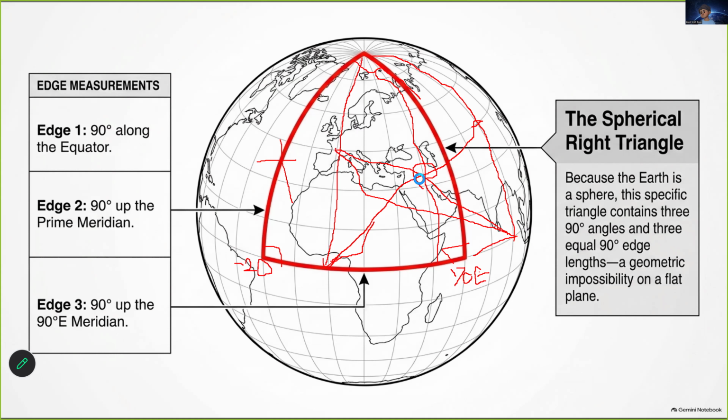This part is the center of the spherical right triangle. Because the Earth is a sphere, this special triangle contains three 90-degree angles and three equal 90-degree side lengths, a geometric impossibility on a plane. The 90 along the equator up to the prime meridian, the prime meridian this way, and the 90 meridian this way.